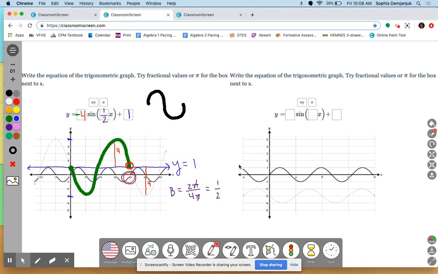So first I'm going to find my midline. My maximum's at -2, my minimum's at -4. My midline right in the middle is at -3. So I can put -3 at the very end of my equation. I need to find the amplitude. Going from the midline to the max is 1, going from the midline to the minimum is still 1. So I can put a 1 in front of sine, or I can just leave the a off.